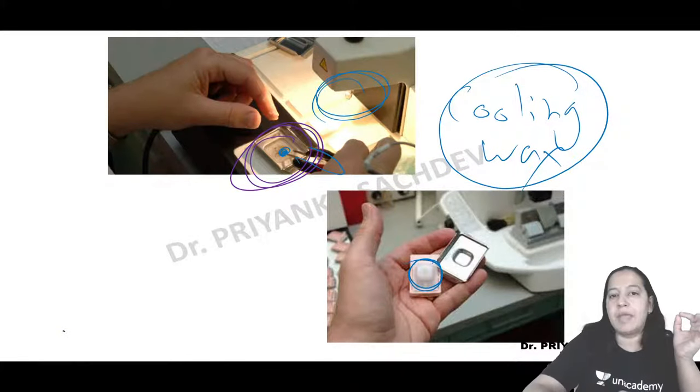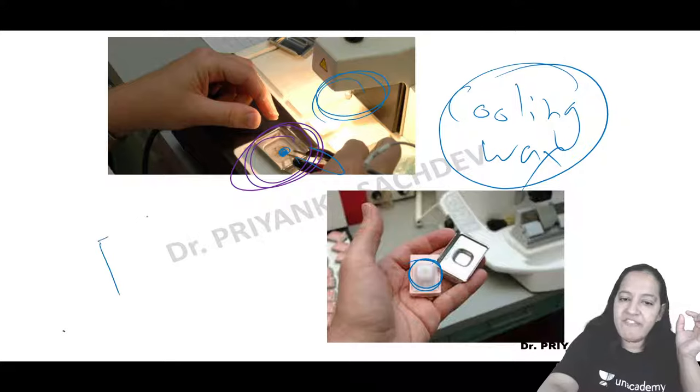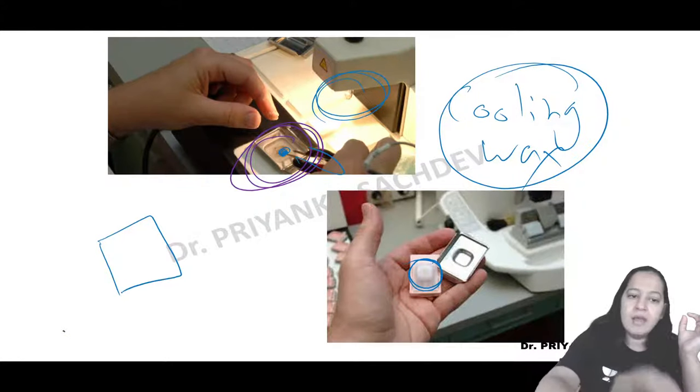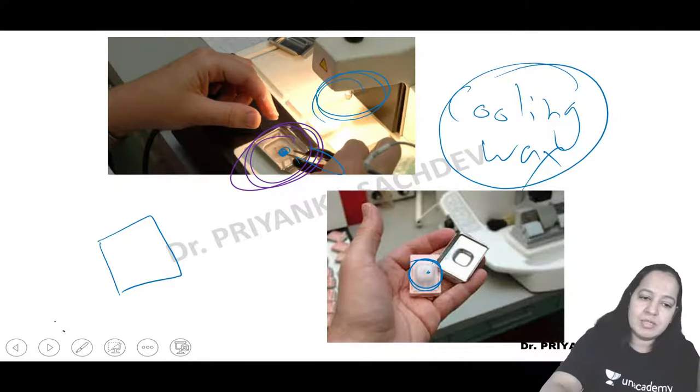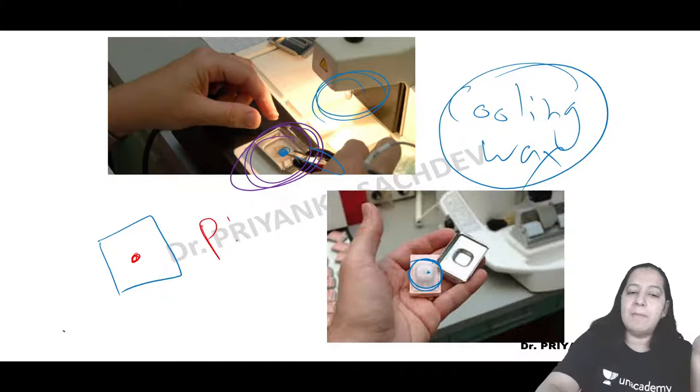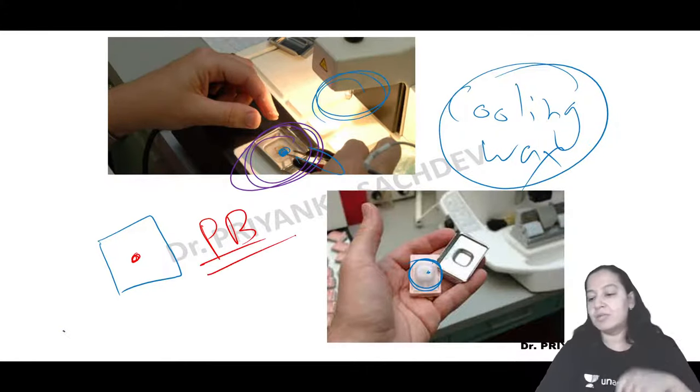So the block is coming out. It is a wax square containing your tissue at the bottom. Tissue was at the bottom because it sinks. So if you turn it over and take it out, the tissue will be at the top. So this is the tissue at the top, and this is known as a paraffin block. The thing which is formed is known as a paraffin block.